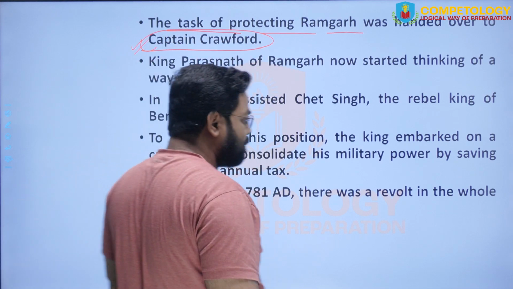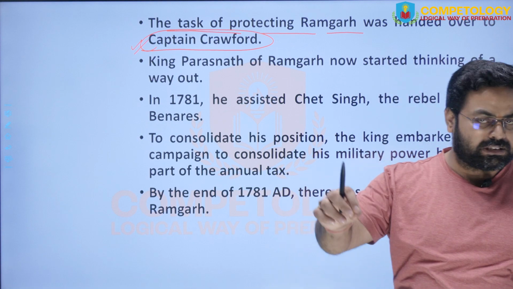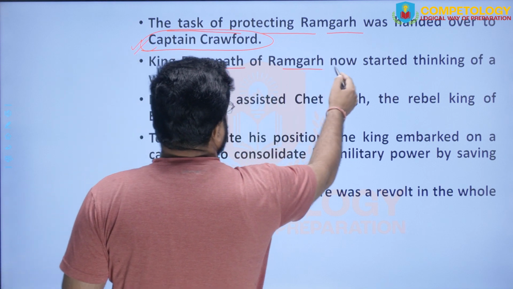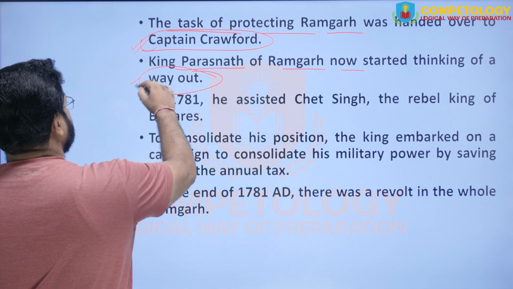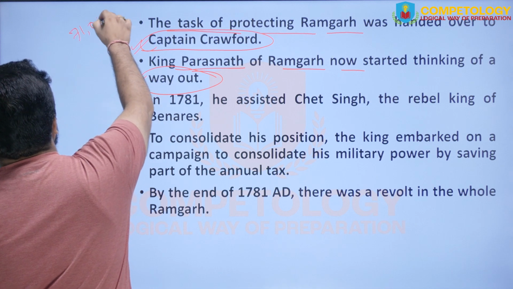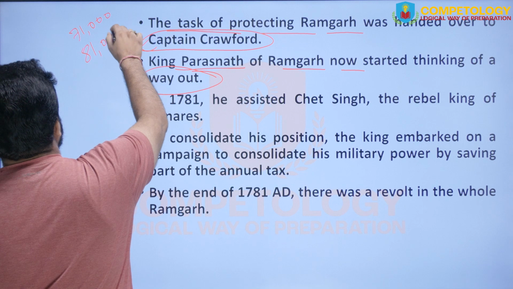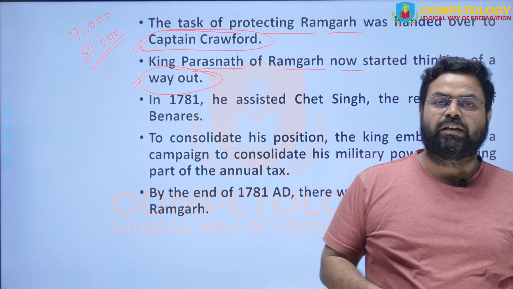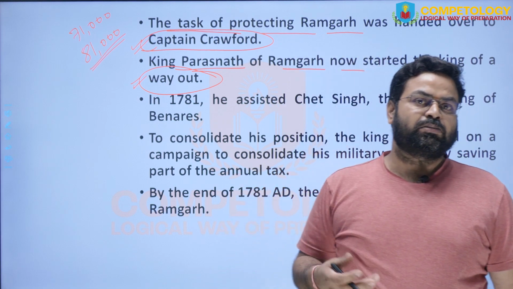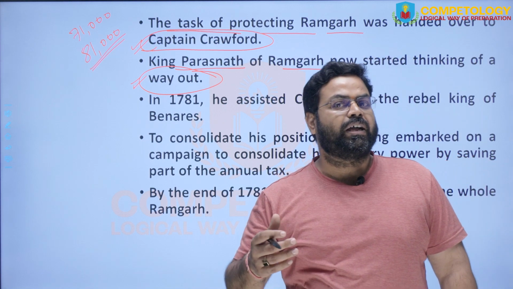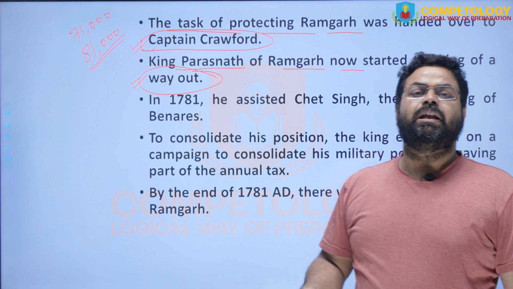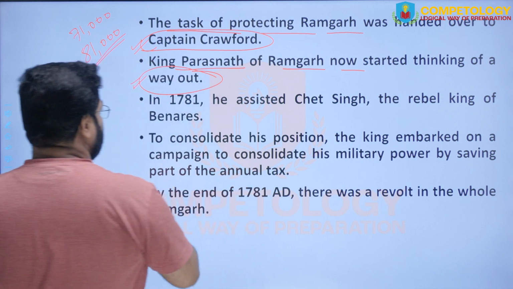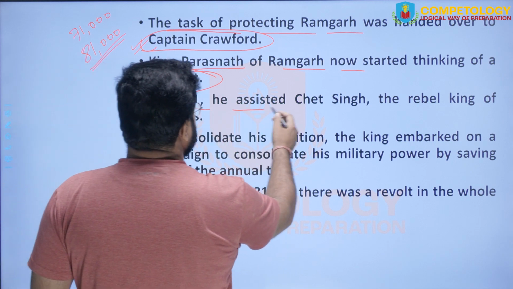Now onwards, Captain Crawford was stationed in Ramgarh to protect it, and here King Parasnath of Ramgarh started thinking of a way out because he was not in a position to pay 71,000. Now he was forced to pay 81,000. So he was thinking that somehow if I become independent, if I do not have to pay any money to the Britishers, then it would be a better thing for me. So he thought, why not rebel against the Britishers. Such thoughts started to crop up in his mind, and in 1781 he assisted Chet Singh.